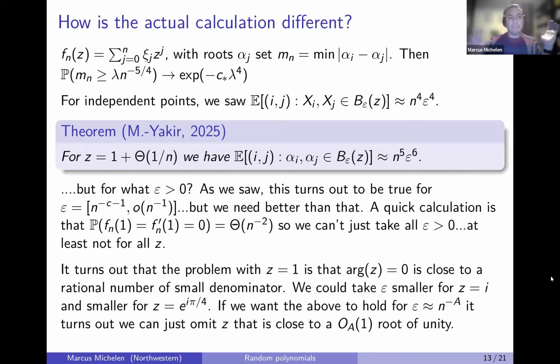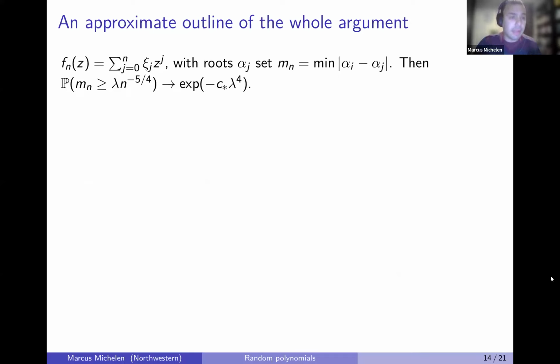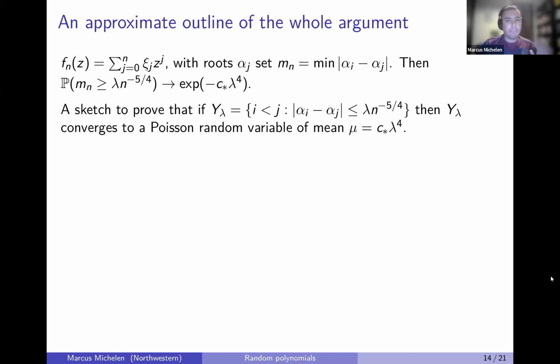Okay. So with this perspective here, I want to go through a quick outline of what it is we actually did to prove this. And we're going to come back to the outline as well. So we proved that the probability it's bigger than lambda n to the negative 5/4 is going to converge to e to the negative c lambda to the fourth. So we're going to sketch how we can prove this, where what I'm going to really show is that if I let y lambda be the number of pairs at distance lambda n to the negative 5/4, then it's going to converge to a Poisson random variable of the correct mean.